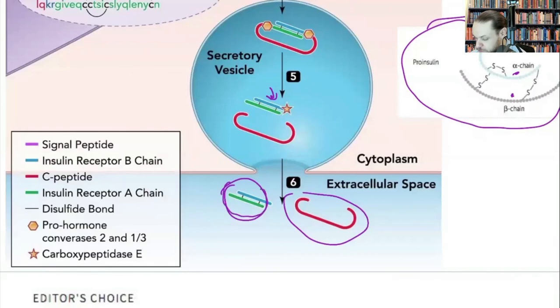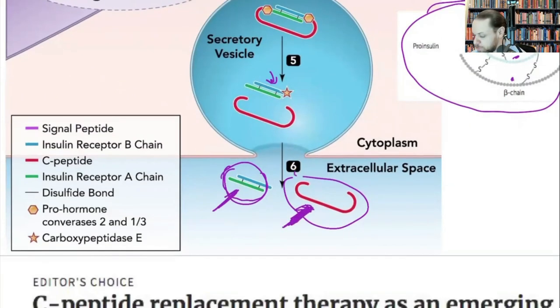So what is this form? This form is your alpha chain and your beta chain. This is your active insulin, and this is your C peptide. And what the doctors discovered is this C peptide is what basically secretes something known as nitric oxide with this enzyme. And nitric oxide keeps the endothelial cells of your small vessels dilated. Especially the enzyme that makes nitric oxide. So this C peptide is basically what's doing that.